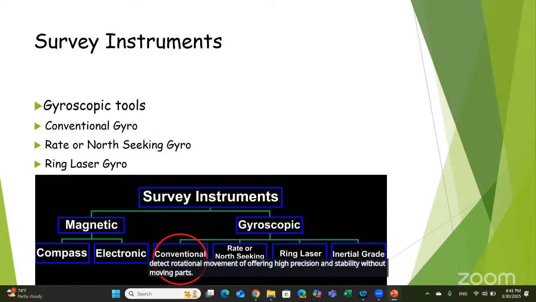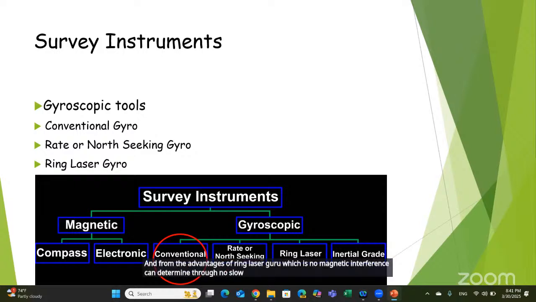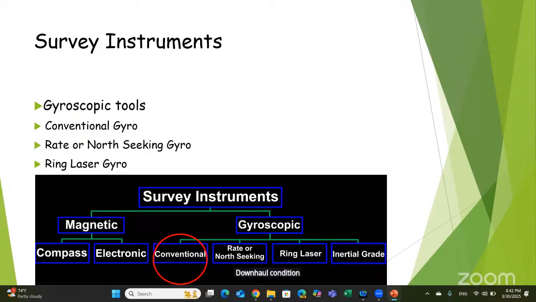And from the advantages of ring laser gyro, which is no magnetic interference, can determine true north, low drift over time, fast and continuous data acquisition. And from the limitations of ring laser gyro, which is higher cost, sensitive to temperature variations, requires compensation for downhole conditions, requires power supply, which is continuous operation, needs battery or wired power.